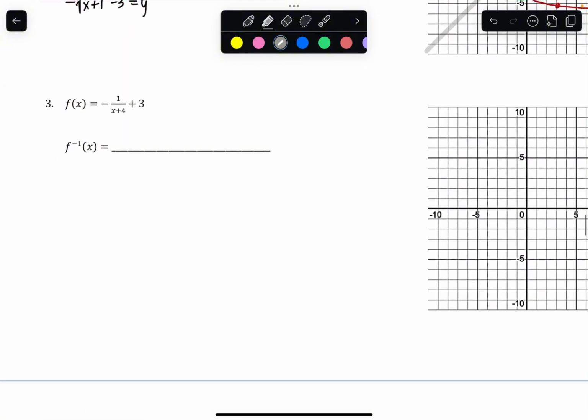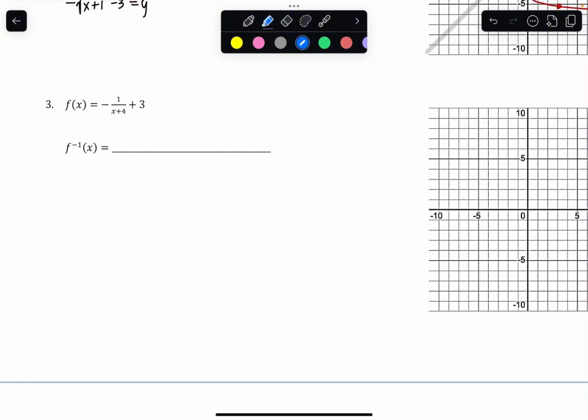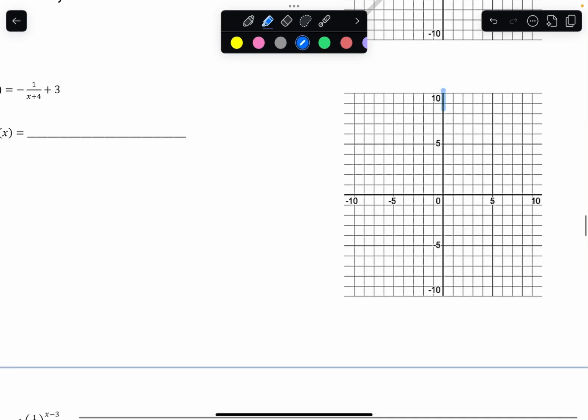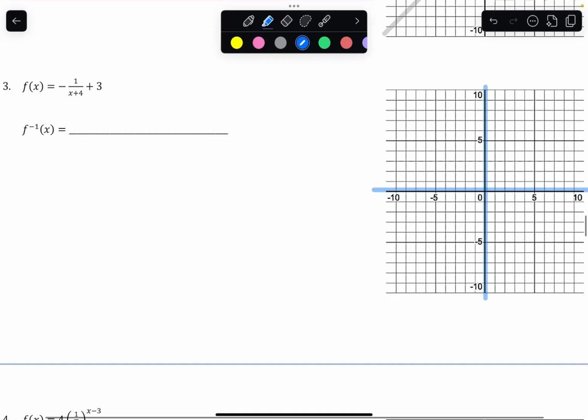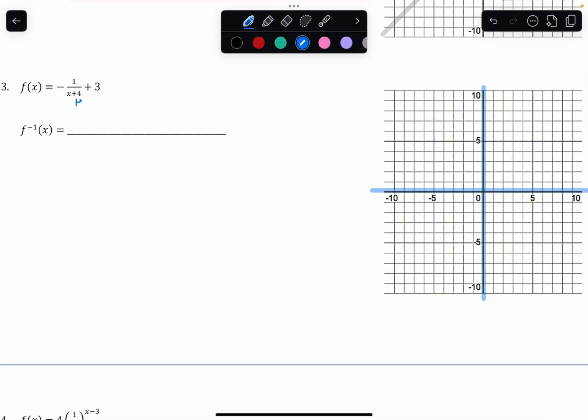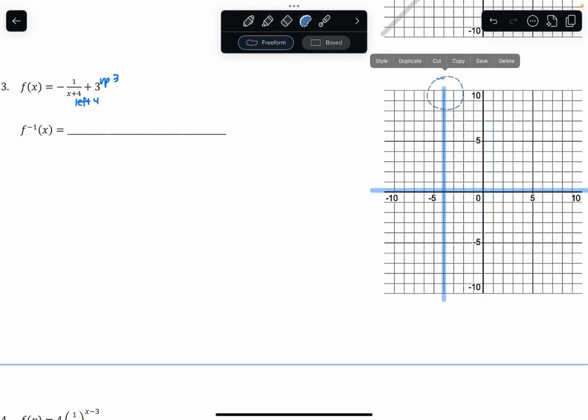All right, next we are working with a rational function. And so to graph the parent function, it has a vertical asymptote and a horizontal asymptote at x equals 0 and y equals 0. And so the origin is where they intersect. And this particular function has been moved left 4, up 3. Okay, so the left 4 is what's going to affect the vertical asymptote. So now it's x equals -4. And the up 3 is going to affect the horizontal asymptote.